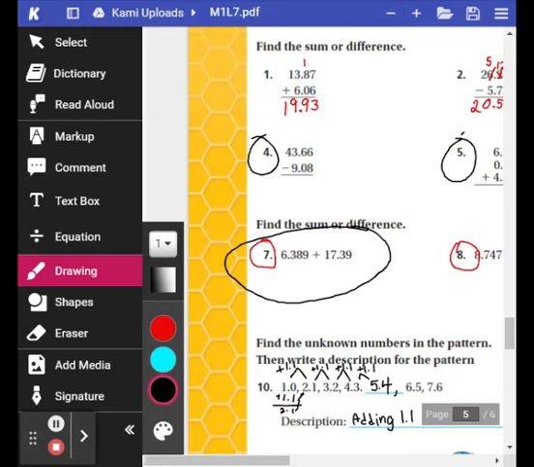All right, so our number is 43 and 66 hundredths, and I'm going to subtract 9 and 8 hundredths. I can't take 8 from 6, so I need to regroup. And I'll go ahead and put this in a different color. And now this becomes a 5.